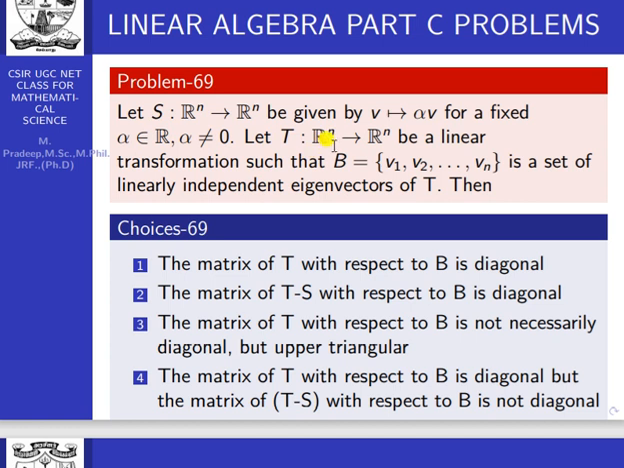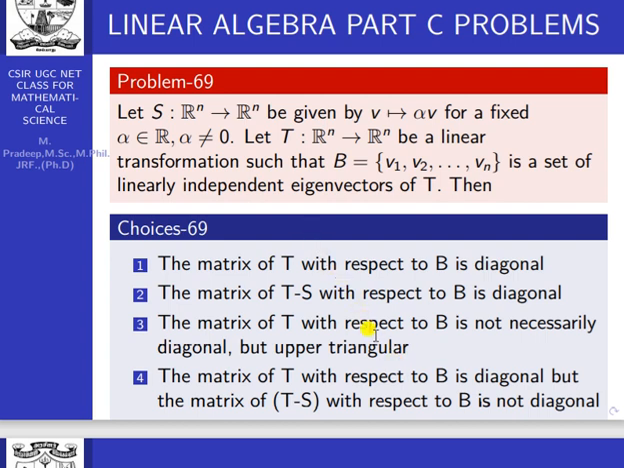Let T from R^n to R^n be a linear transformation such that B equal to {v1, v2, ..., vn} is a set of linearly independent eigenvectors of T. Then the first option: the matrix of T with respect to B is diagonal. Second option: the matrix of T minus S with respect to B is diagonal. Third option: the matrix of T with respect to B is not necessarily diagonal but upper triangular. Fourth option: the matrix of T with respect to B is diagonal but the matrix of T minus S with respect to B is not diagonal.